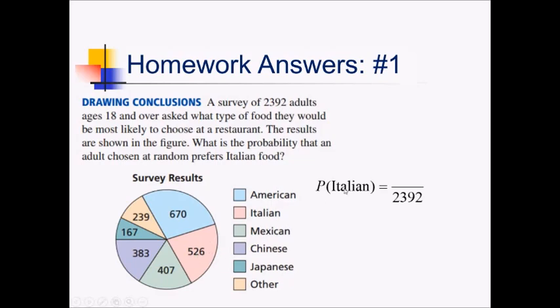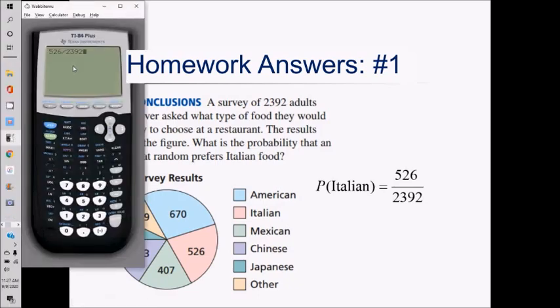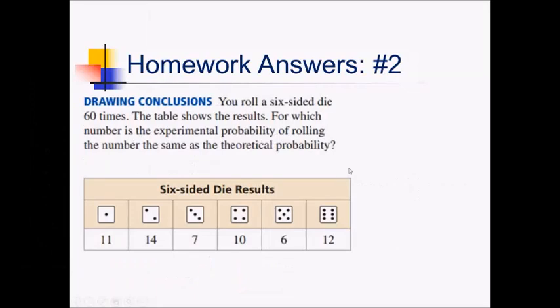So that's 526, and rather than try reducing this, we're allowed to express this as a percentage, which I'm going to do now on the calculator. So 526 divided by 2392 gives us, and so this is the decimal version of a percent. You have to move the decimal over twice to get the actual percent, and we'll round this off to the nearest tenth of a percent. So that's going to be, let's see here, 22.0%.